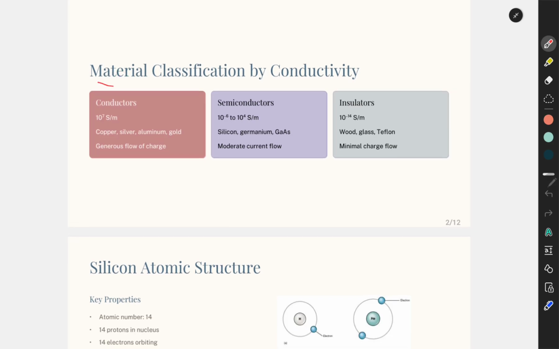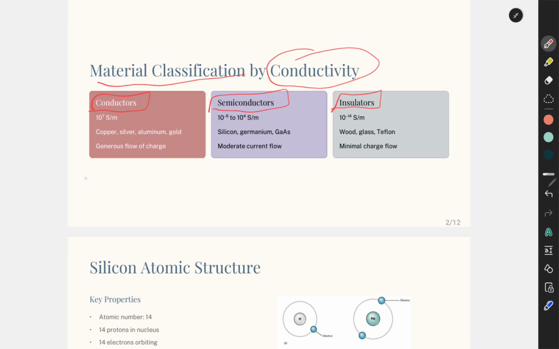These are the material classifications on the basis of their conductivity. On the basis of conductivity, we know the materials are classified into three types: conductors, semiconductors, and insulators. As we know, conductors will have the maximum conductivity.